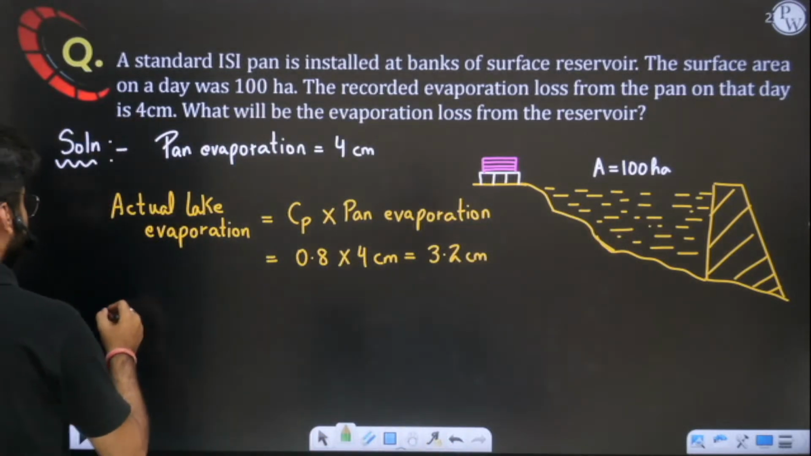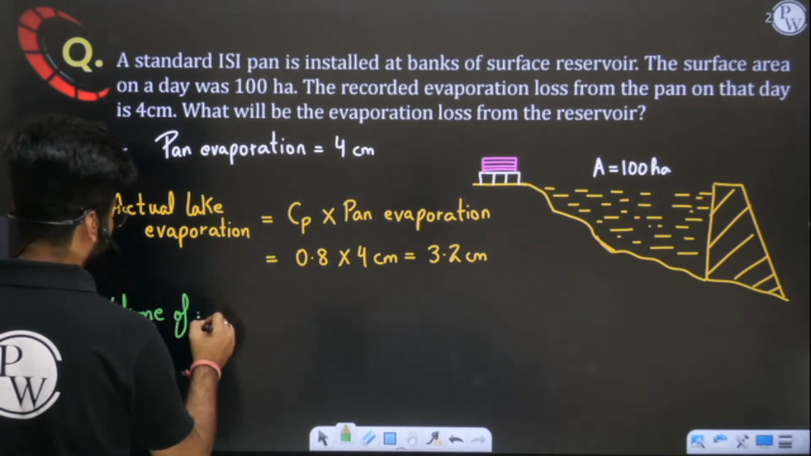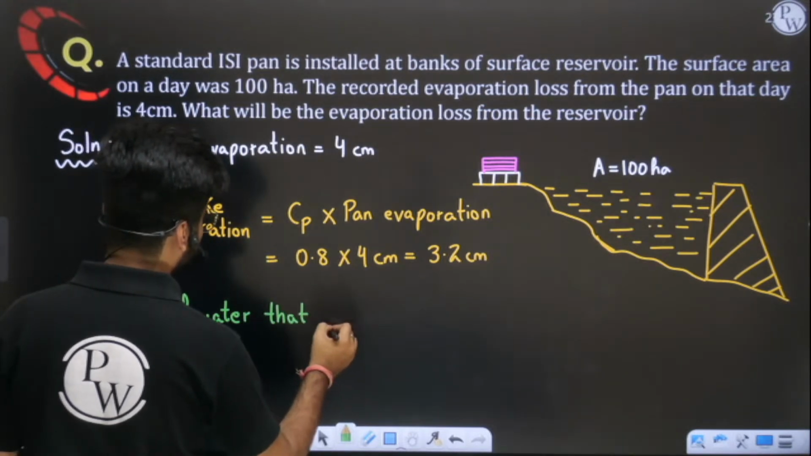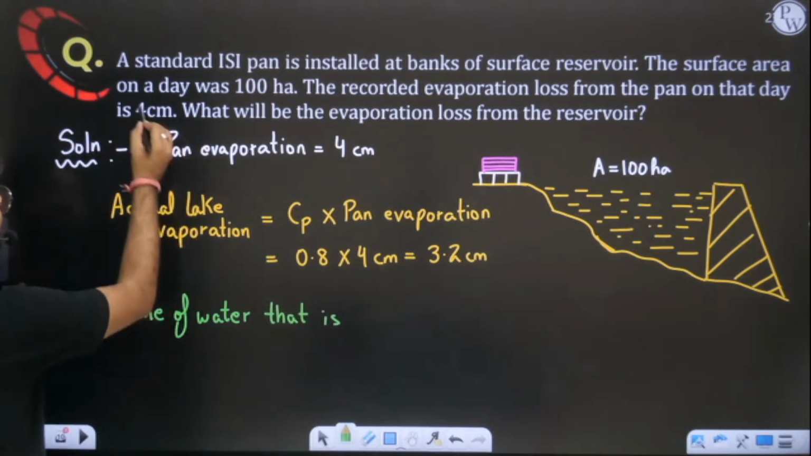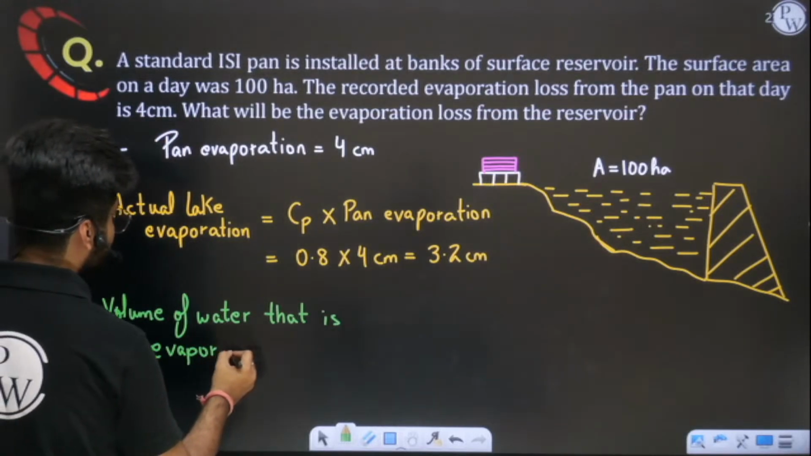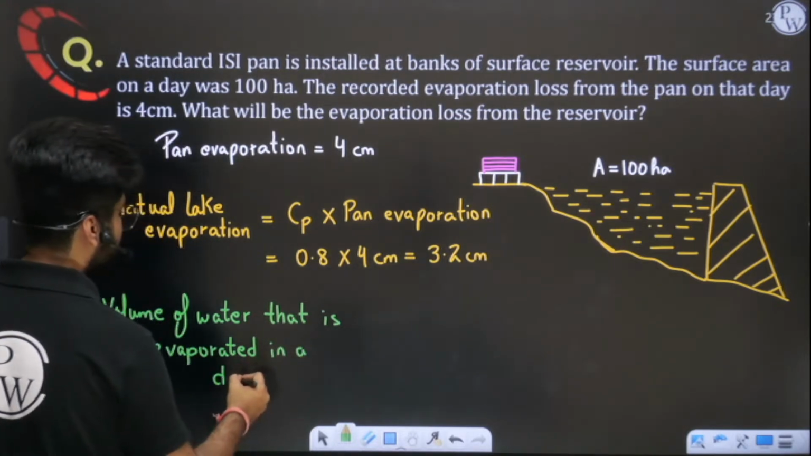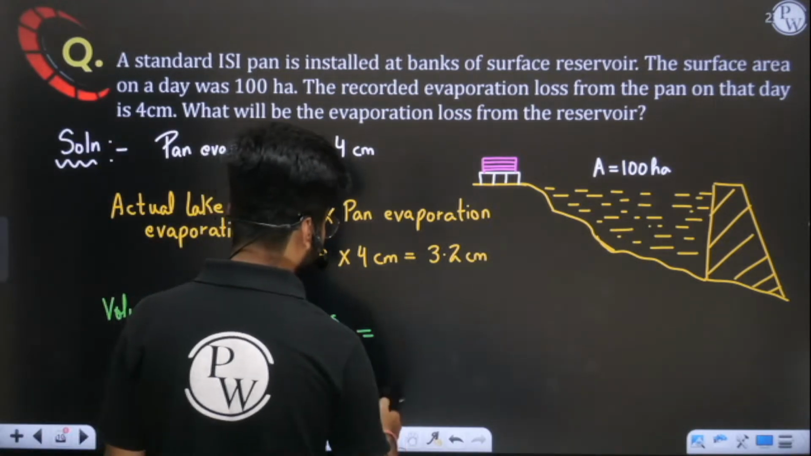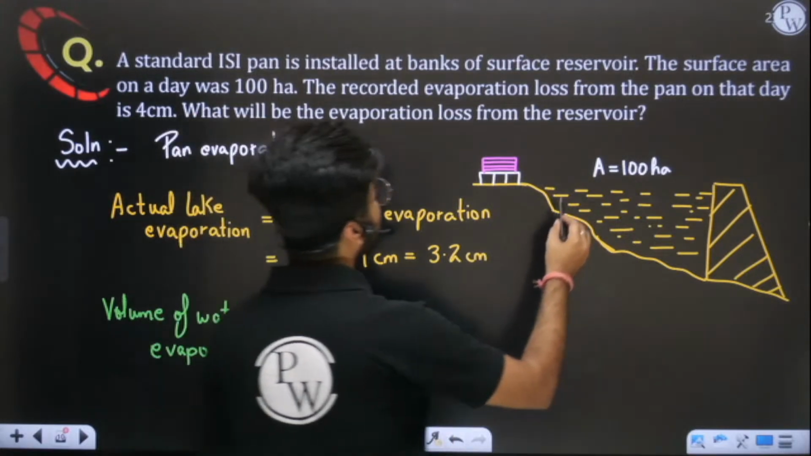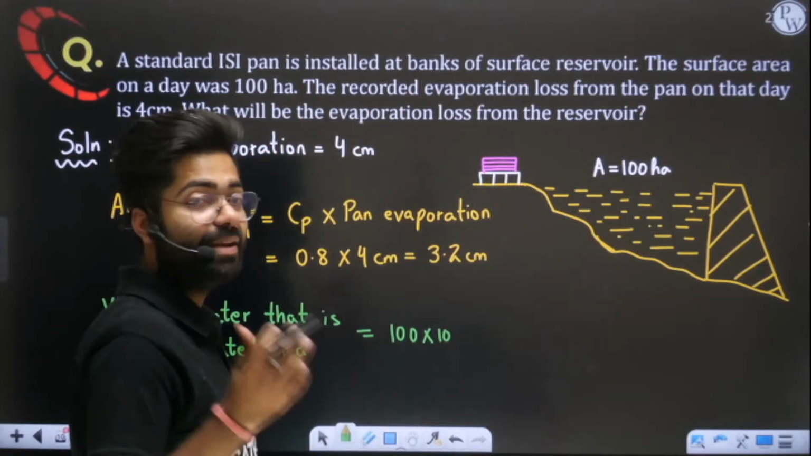Now, if you want to find the actual volume of water that has evaporated from this lake in a single day, what will it be? Area into depth. The area is 100 hectare. Hectare you all know. Hectare is 10 power 4 meter square.